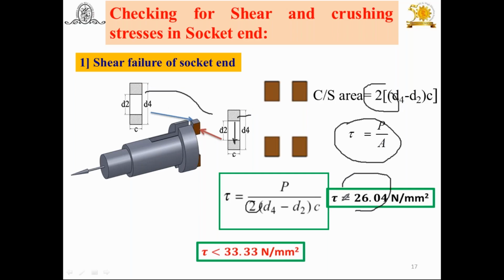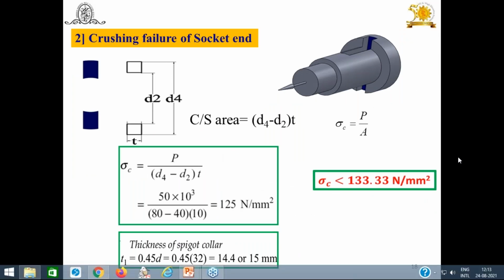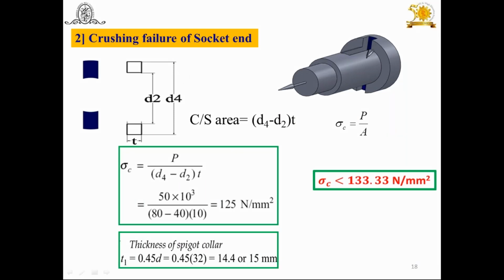So you can find out the shear stress induced in the socket, that is 26, but permissible 33. Induced calculated is less than permissible. You can say your design is safe. Okay. Similarly, you can check for the crushing also. For crushing, again we will see here. Crushing failure. Again, this is where the crushing is going to occur in the case of the socket. The projected area you have to consider. This is the projected area that we have to find out. D4 minus D2 into T.